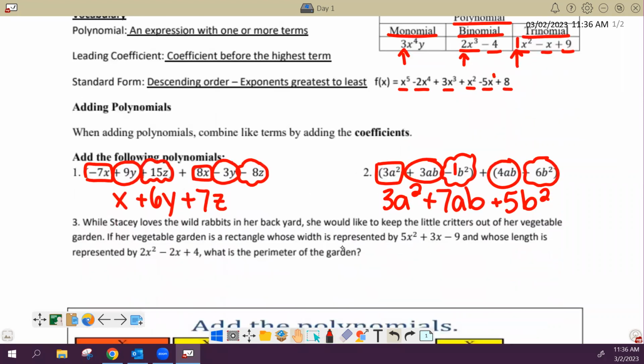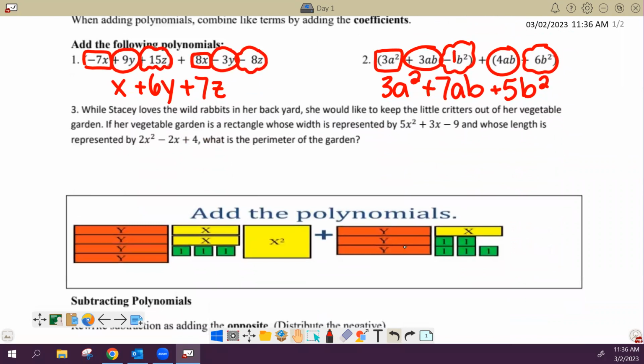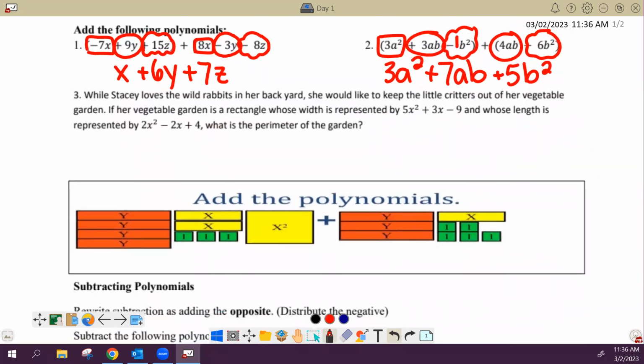All right, so sometimes we'll get a word problem. But we just have to decide what we're doing to the things in the problem. So we've done this before, so we can circle the numbers and we can underline the math words. It says, well, Stacy loves the wild rabbits in her backyard. She would like to keep the little critters out of her vegetable garden. If her vegetable garden is a rectangle whose width is represented by 5x squared plus 3x minus 9, and whose length is represented by 2x squared minus 2x plus 4, what is the perimeter of the garden? So these are numbers, and the whole thing is actually, we can consider it a number in this problem.